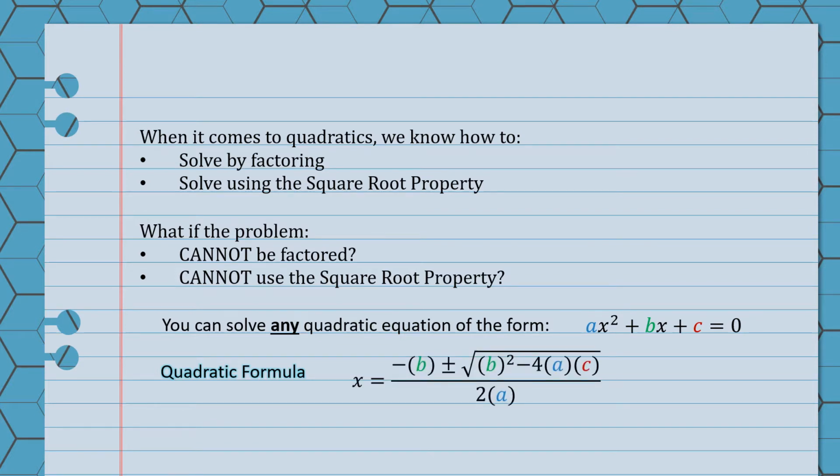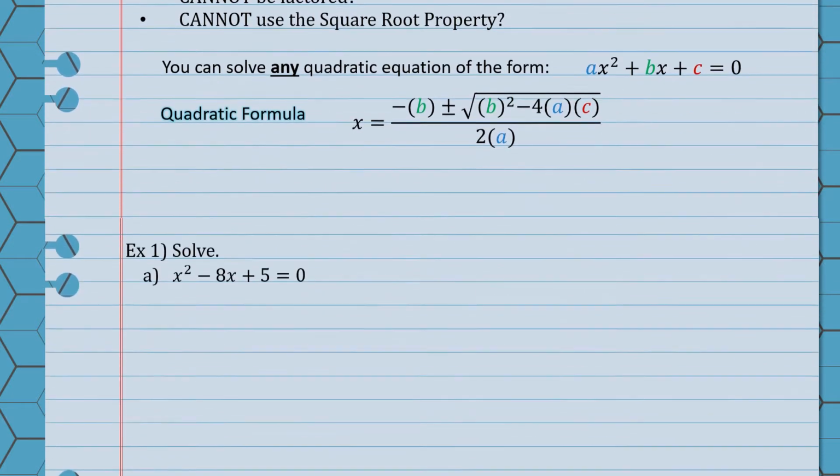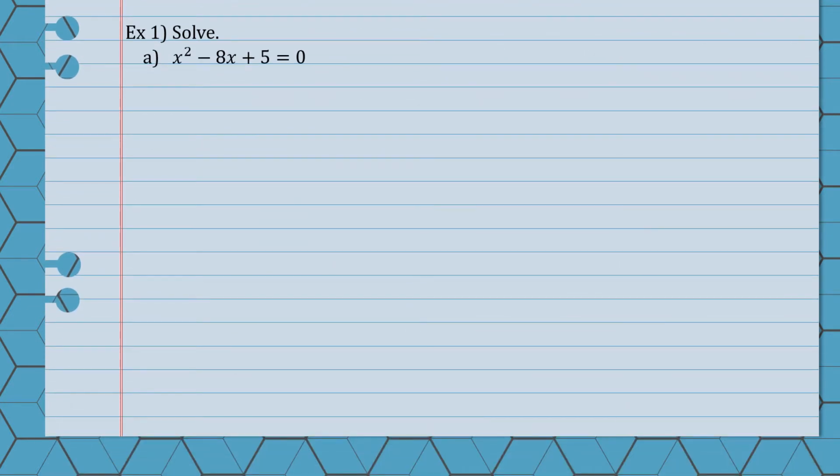The quadratic formula is represented as x equals negative b plus or minus the square root of b squared minus 4ac, all over 2a. Let's look at an example. Example 1. Solve. For a, we have x squared minus 8x plus 5 equals 0. Looking at the equation, notice we have x squared and x, so our equation needs to equal 0. Lucky for us, it does.